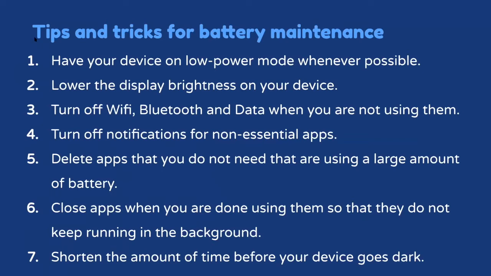Fourth, turn off notifications for non-essential apps. Notifications also do drain your battery life, so make sure that you do not have any turned on that are not necessary. The fifth option is to delete apps that you do not need that are using a large amount of battery. You are able to see apps that are using a large amount of battery in the settings, where it tells you the breakdown of how much battery each app is using. So by going there and analyzing it yourself, you can choose which apps that you don't necessarily need are taking a lot of your battery life.